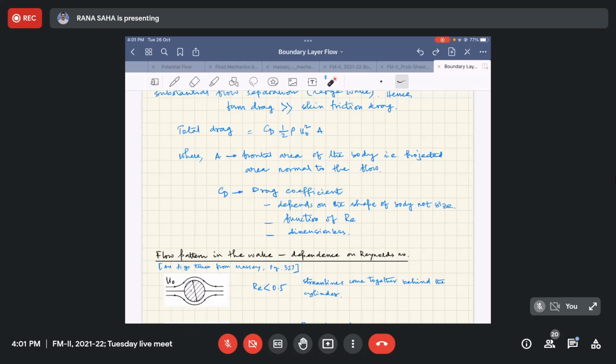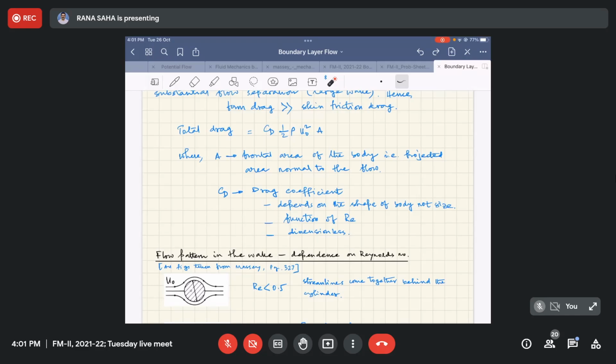Now, if you have a sphere of 10 millimeter diameter and another sphere of 1 meter diameter, the variation of CD remains the same. So, using that, if you can find out only the terminal velocity, you can find out the steady state drag. Of course, not the transient. There is another topic altogether to evaluate the behavior of drag at the transient. But as far as steady state is concerned, by the knowledge of this drag coefficient, you can find out the total drag.